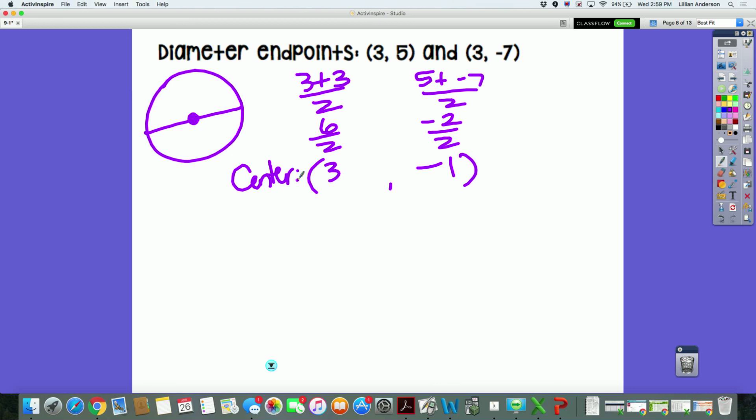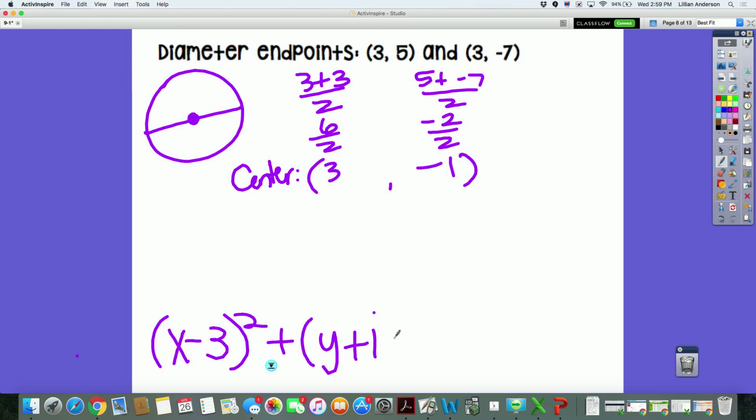Is everyone okay? It works that way every time with the midpoint. Okay, we plug that in. We can start writing our equation. It's going to be x minus 3 squared, y plus 1 squared. Very good, because that's a negative, so it's going to turn to a positive.